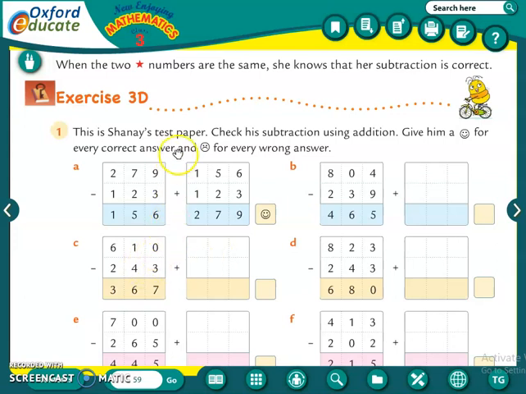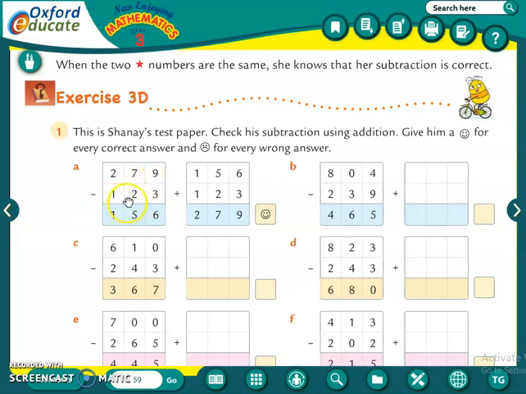This is Shanay's test paper. Check his subtraction using addition. Give him a smiley for every correct answer, and if a wrong answer is there, then you have to draw this type of face. Okay. So how will we check? We have to check it first. First one is done here.